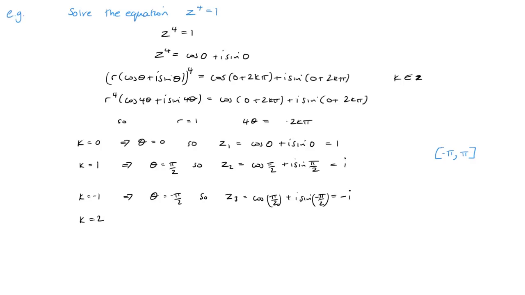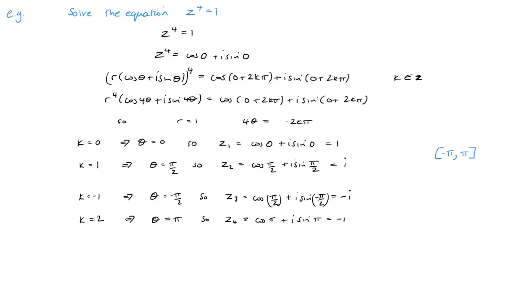Now I'm switching back to the positive, so I can go with 2 now and -2. So if I do 2, I get that theta is, 2 times 2 is 4, so it's 4 pi divided by 4, so this is going to be pi. So Z4 is going to be cos of pi plus i sine of pi. And cos of pi is -1, and sine of pi is 0, so this is going to become 0, and that's going to leave me with -1. Now, these are my 4 distinct solutions.